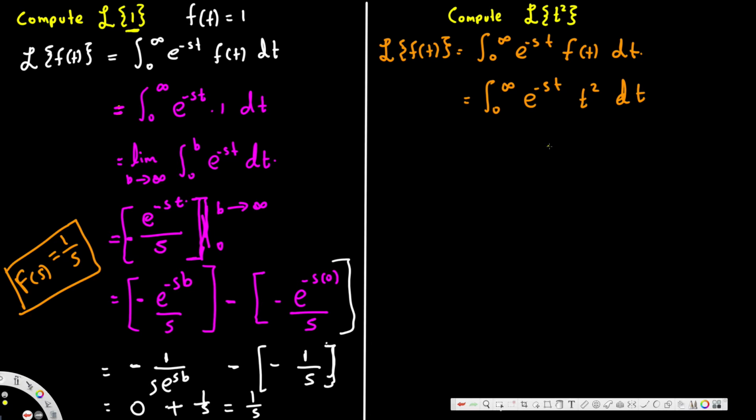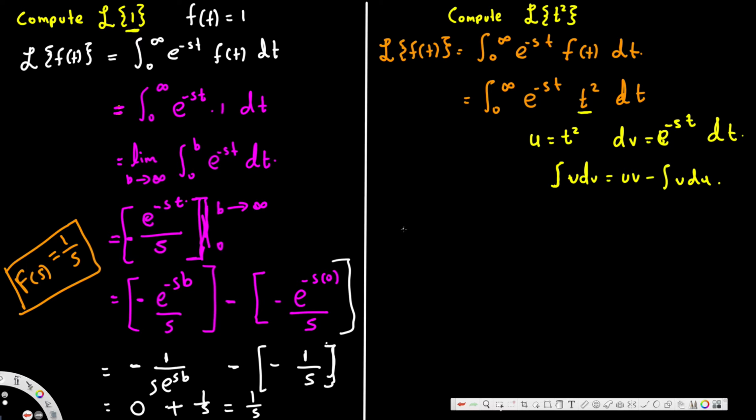Here we had to use our u and dv for that. Let's use u as t squared and dv as e^(-st). I took this one for u, so the remaining is dv, e^(-st) dt. And you know that integration by parts says the integral of u dv is uv minus the integral of v du. So after you use and integrate this one, you are going to get this one.